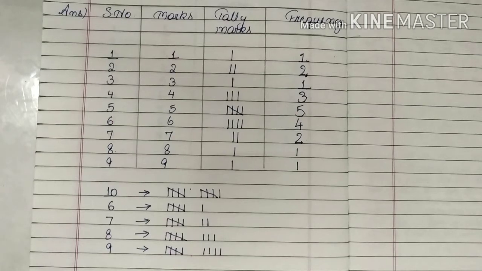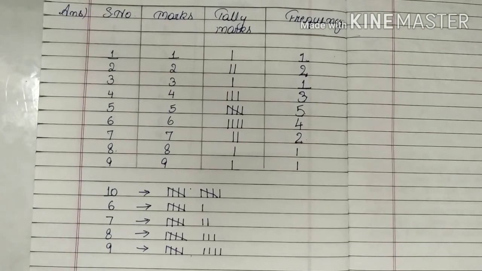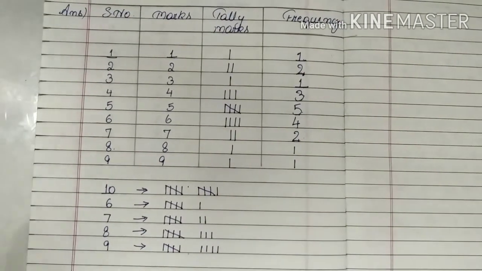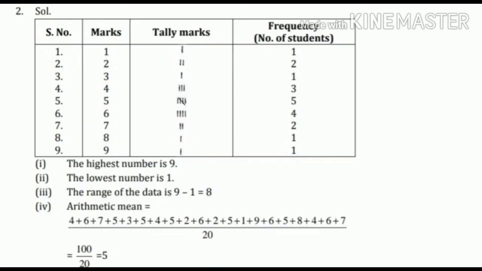Okay, you can use it whenever you have a question where you have to show the data in a tabular manner. So in this question it was specified to write the answer in a tabular manner. That's why we have done this. Now, after writing the answers in tabular manner, the first question is which is the highest number or which is the highest mark? The answer is 9. And which is the lowest mark or the number? It is 1.